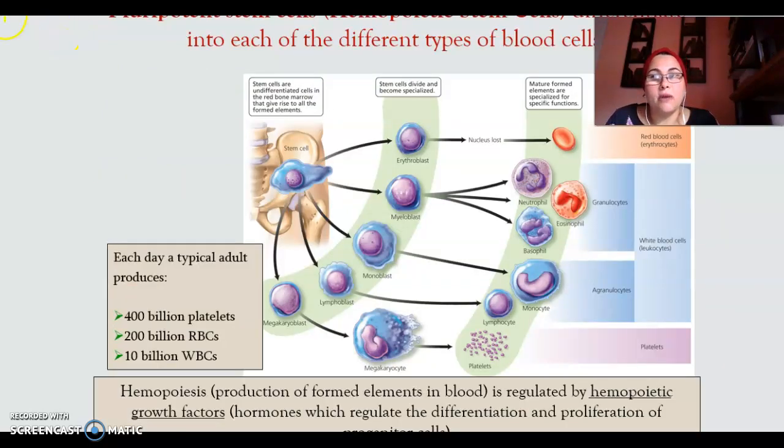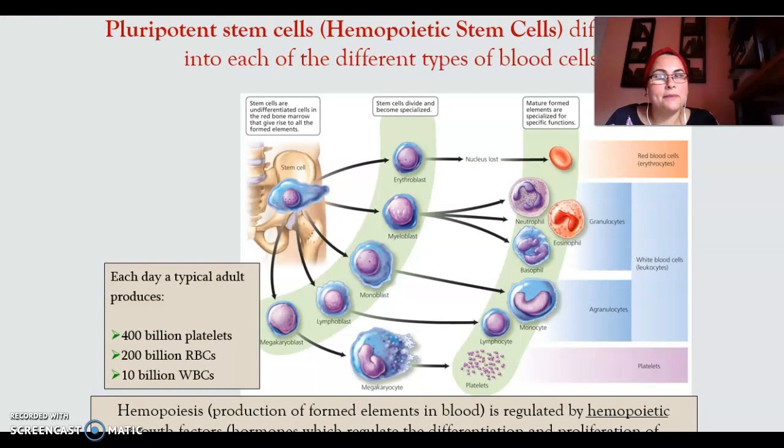So now we need to know about these stem cells. They are called pluripotent stem cells. Pluri means multiple, potent because they are powerful cells. They can differentiate and divide to form the different types of blood cells. Another name we call them is hemopoietic stem cells. Let's see how the process of hemopoiesis takes place.